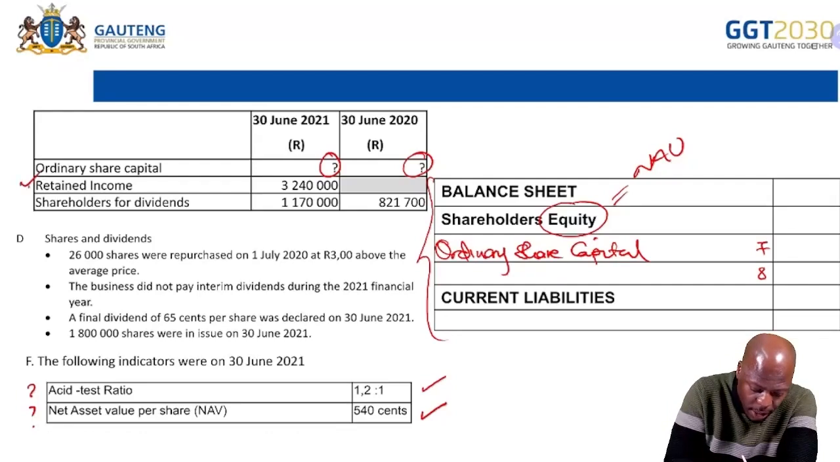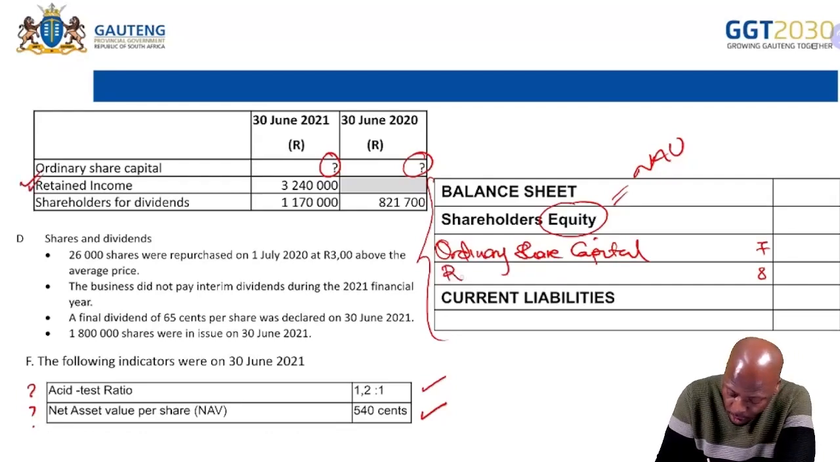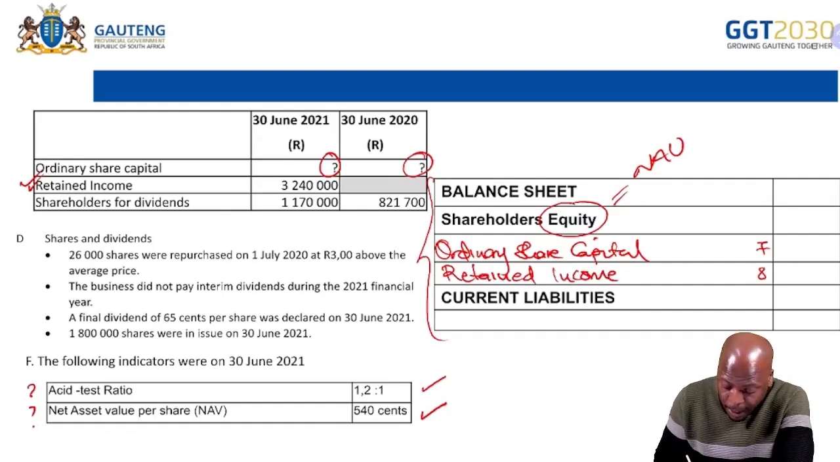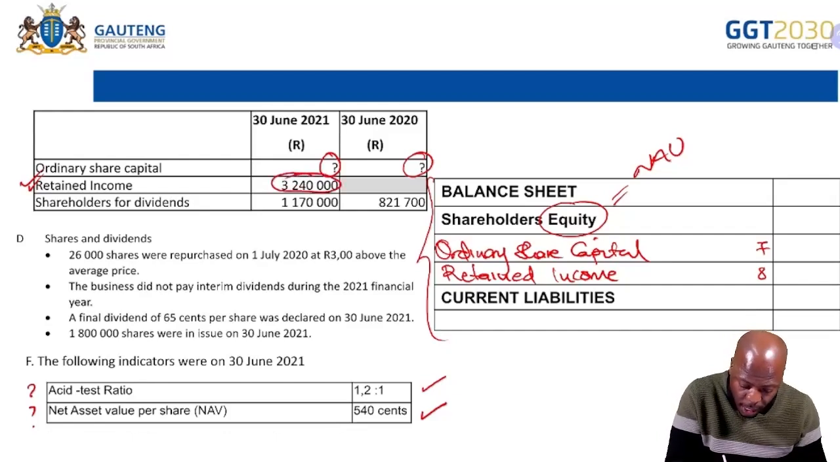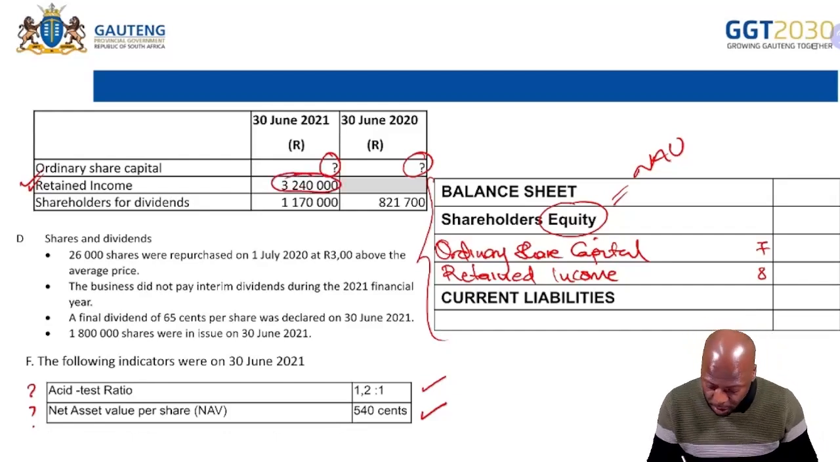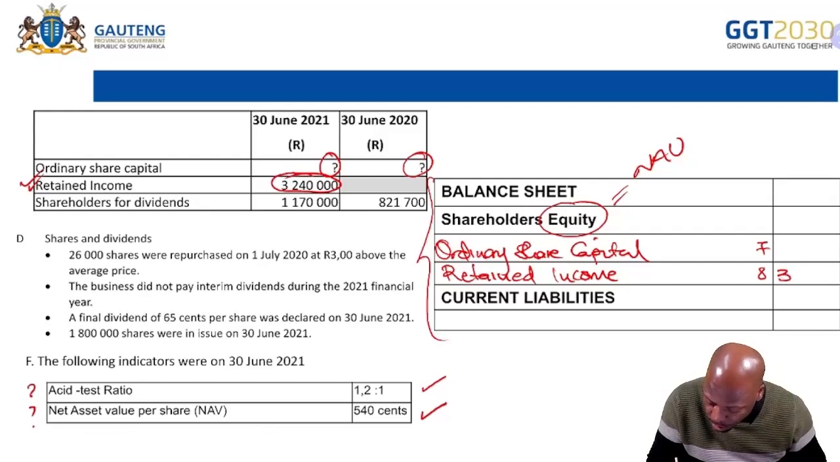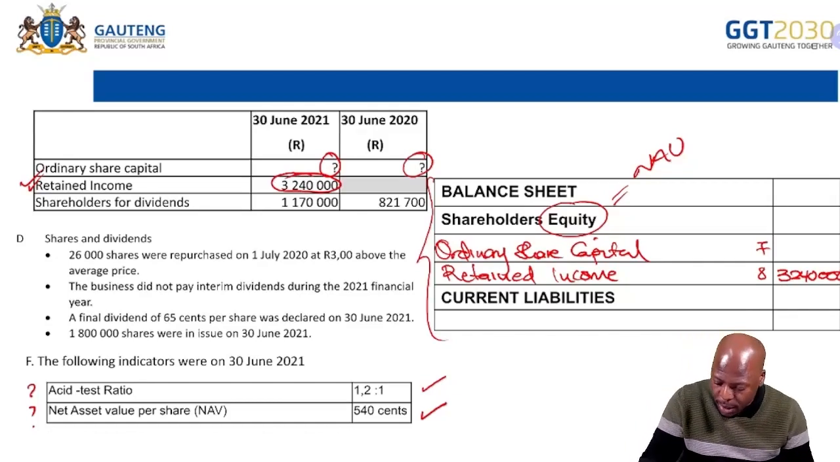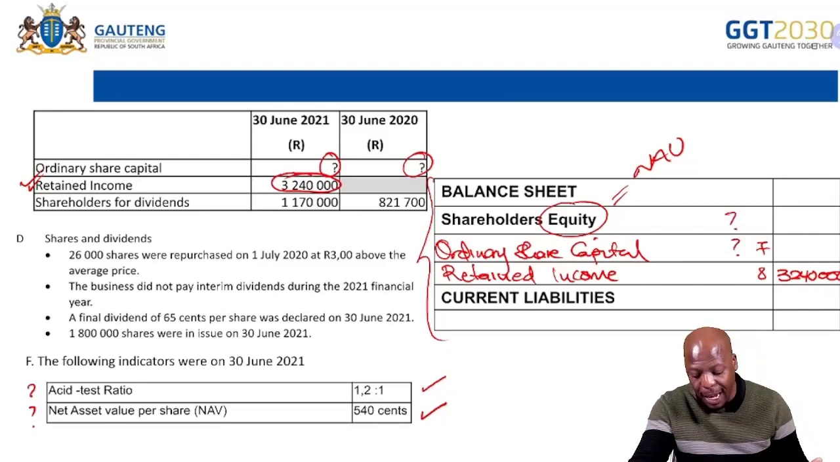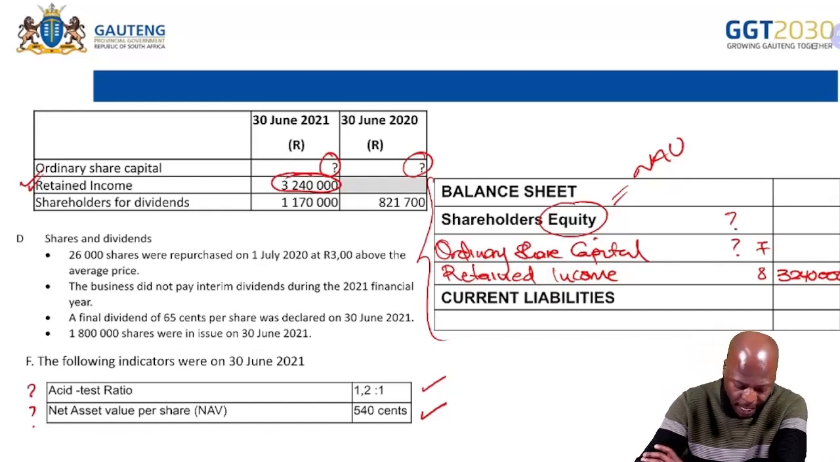You have your retained income. So I'm going to come again here and I'm going to say retained income. Okay? And on my retained income, they gave me the retained income at the end, which is this one now, 3,240,000. So I'm going to come here. My retained income is 3,240,000. That's my retained income. Okay? But now I'm sitting with about two unknowns. This one is unknown, this one is unknown, and this one as well is unknown. So I need to figure out one of them. Let's see which one we can figure out.